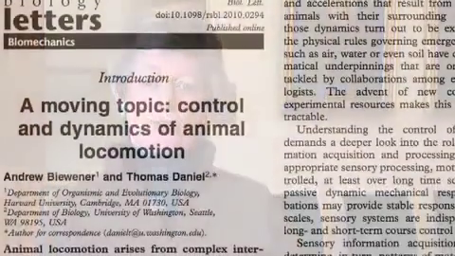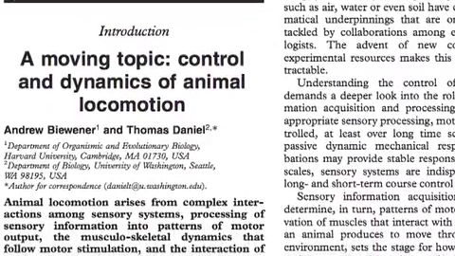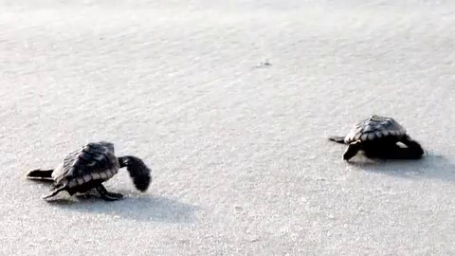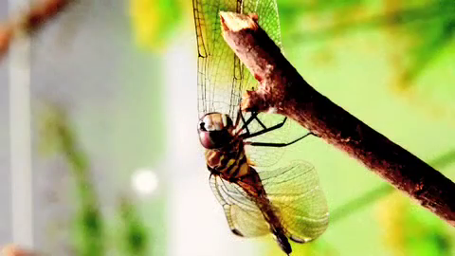I'm Wendy Barnaby, and today I'll be talking to Professor Andrew Biewener from Harvard University and Professor Tom Daniel of the University of Washington at Seattle. They've guest edited a special feature in the June issue of Biology Letters, and it's all about how animals move. We're talking about baby turtles, fish, birds, and insects.